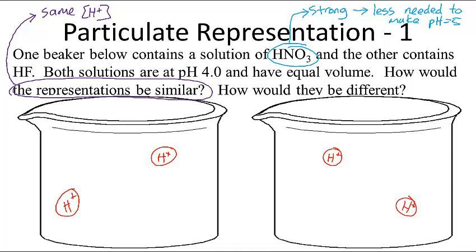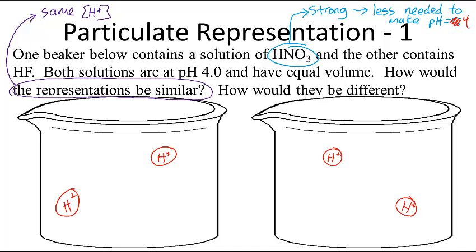So what else would be in the HNO3 beaker? I picked a random number for how many H+ to draw. I knew that they'd have to have the same concentration of H+. I chose 2 just because it's a small number and it's more than 1. 1 just felt like not quite enough. Oh, sorry. Up here at the top, I had written less needed to make the pH equal 5, but I meant to make the pH equal 4.